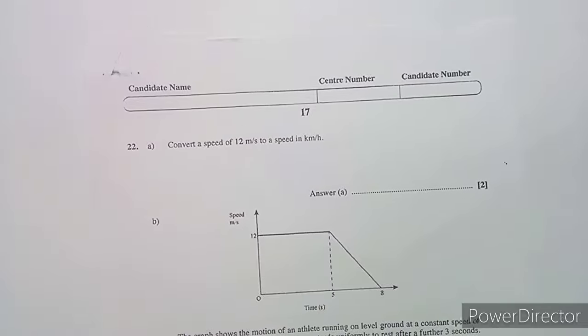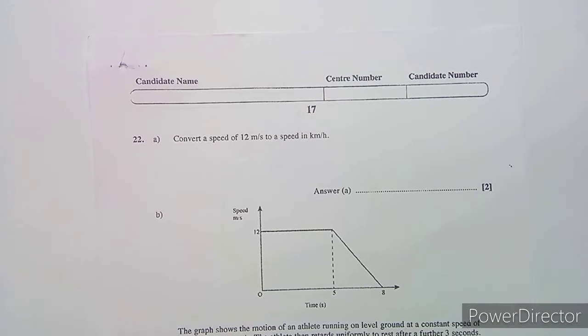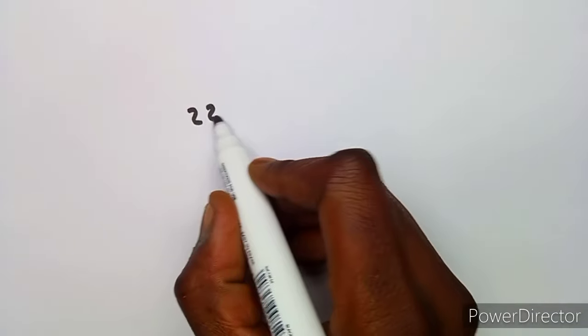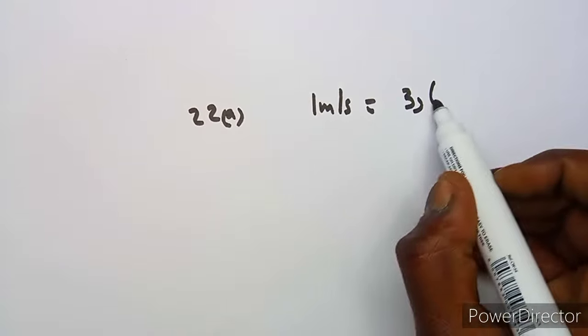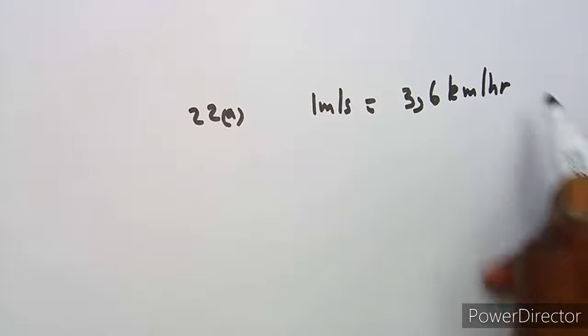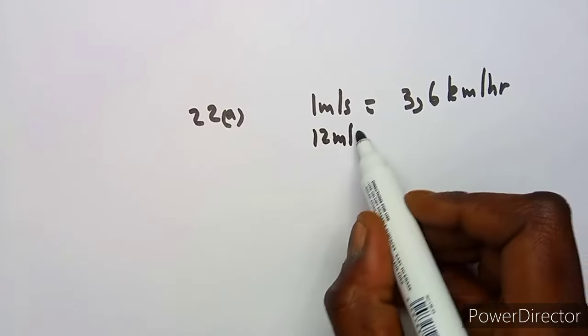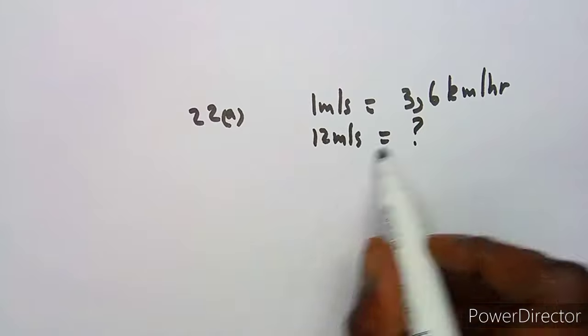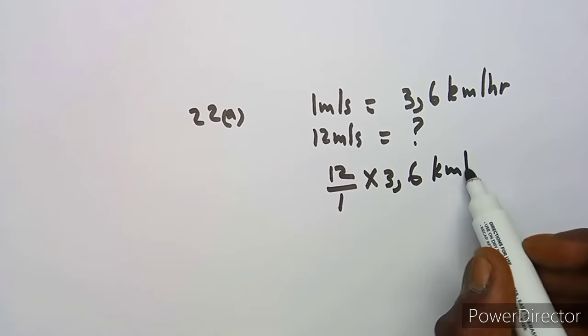On number 22, the first question, 22A, is to convert a speed of 12 meters per second to a speed in kilometers per hour. Remember, when you're talking of speed, I gave you this concept that 1 meter per second is 3.6 kilometers per hour. So in this case, we want to convert 12 meters per second. So whatever we want is 12/1 times 3.6. It's now in kilometers per hour.